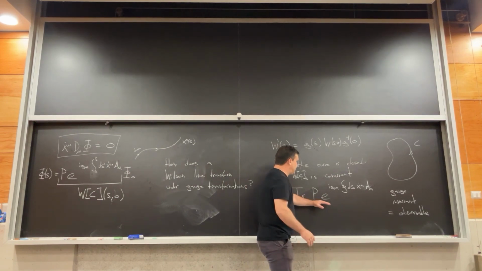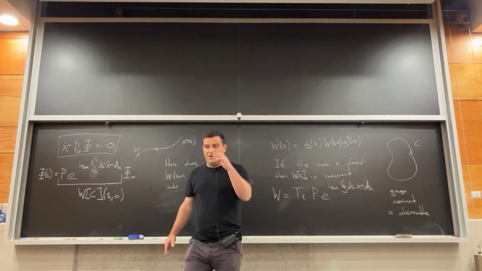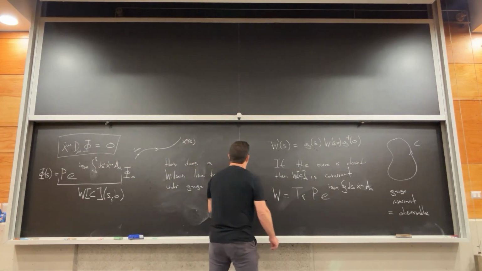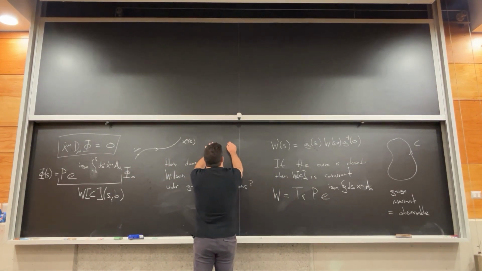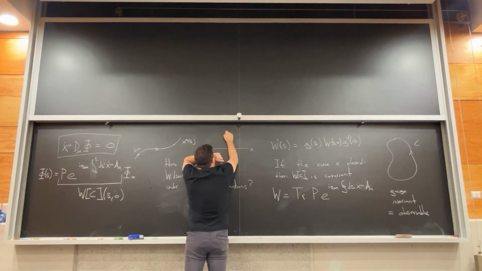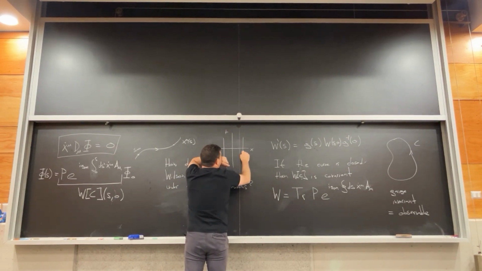The other one is that this can act as an order parameter for confinement, because you can show if you take a Wilson loop that has this form.